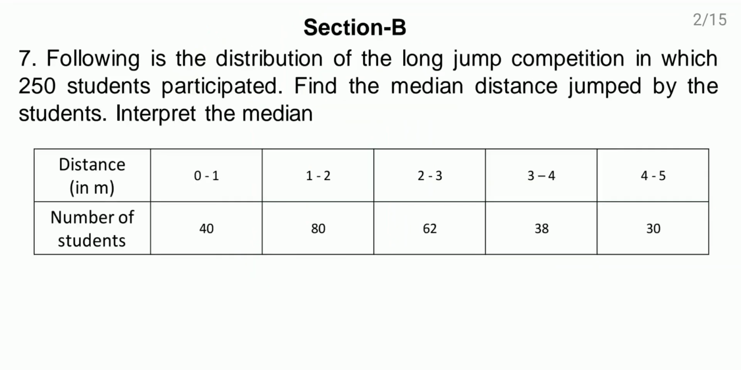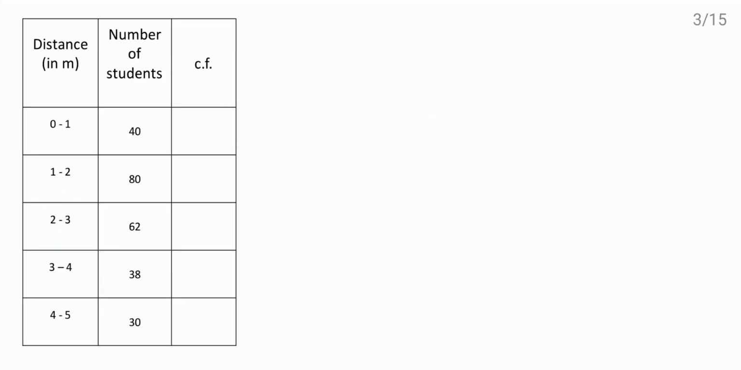Now we'll see section B. Question number 7. Following is the distribution of a long jump competition in which 250 students participated. Find the median distance jumped by the students. Interpret the median, meaning we need to find out the median. Look at the first row here, distance in meters is given, and in the second row, the number of students is given. Let us find it out.